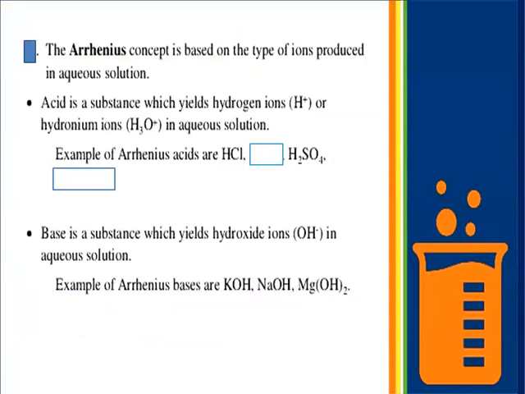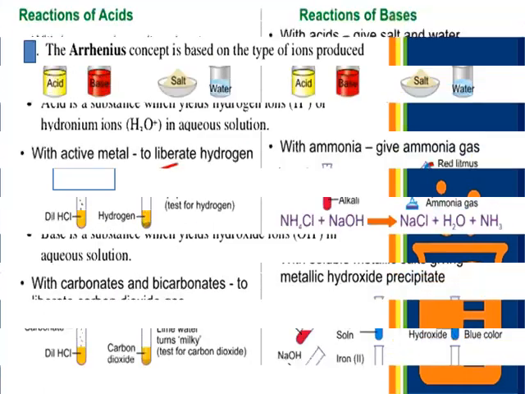The Arrhenius concept is based on the type of ions produced in aqueous solution by acids and bases, and the definition is: an acid is a substance which yields hydrogen ions or hydronium ions in aqueous solution. Examples: hydrogen chloride in solution as hydrochloric acid, sulfuric acid. A base is a substance which yields hydroxide ions in aqueous solution. Examples are potassium hydroxide, sodium hydroxide, magnesium hydroxide, etc.